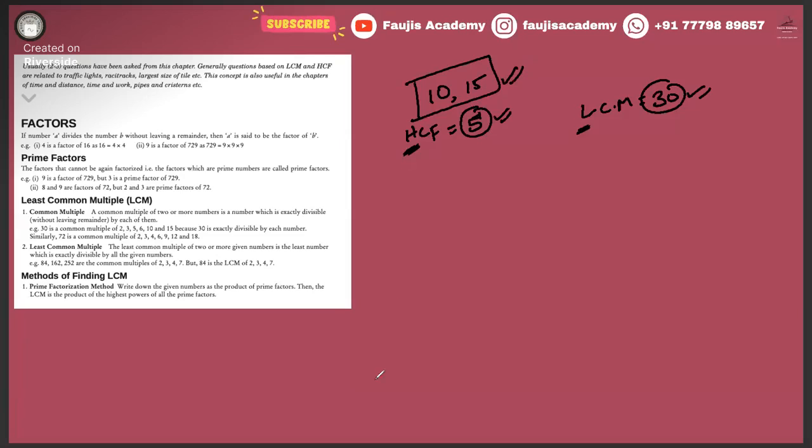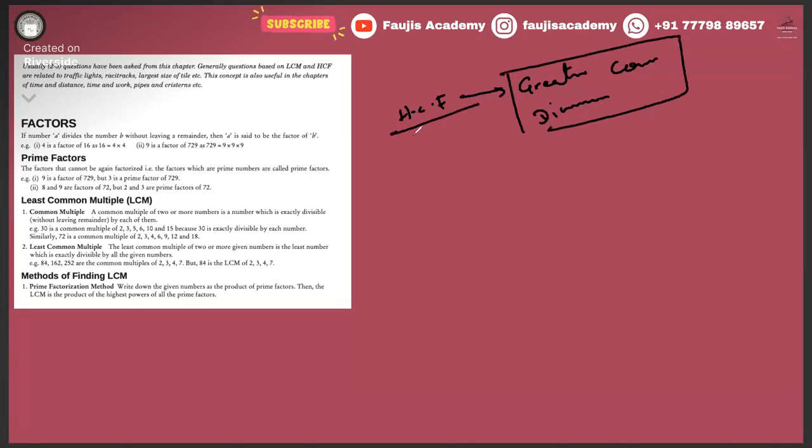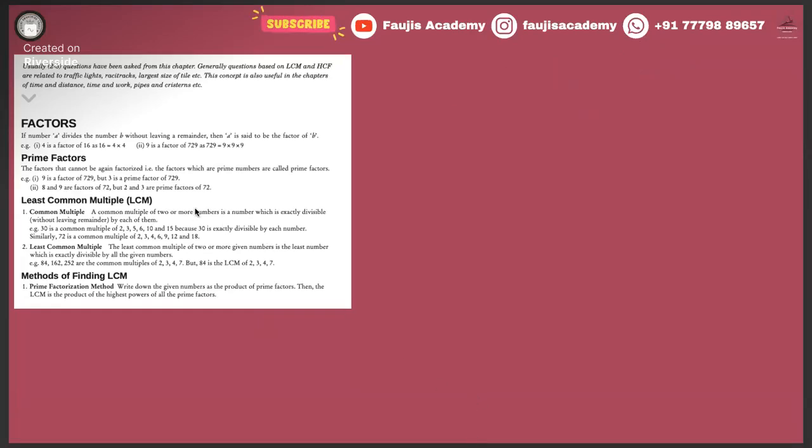So this fun fact you guys can keep in your mind, right? Okay. HCF is also known as greatest common divisor. Okay, GCD, right? There's another word for HCF: greatest common divisor. So let's get started with the theory part over here. The first thing is factors. If a number A divides B without leaving a remainder, then A is said to be a factor of B.